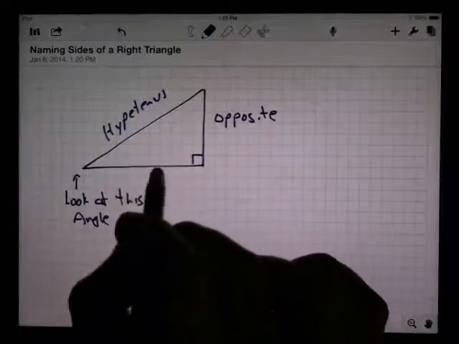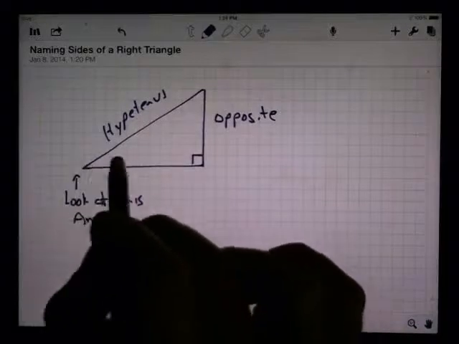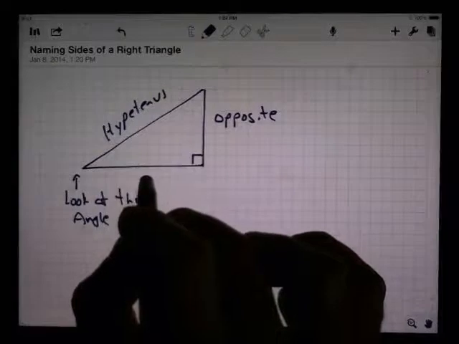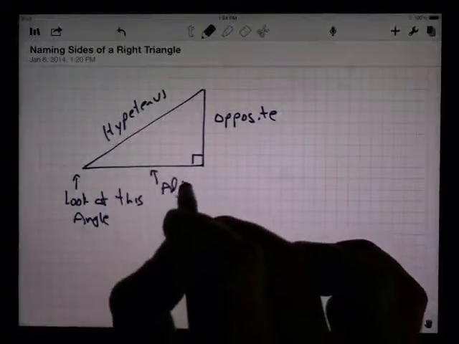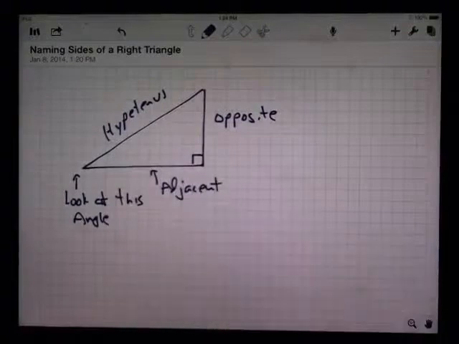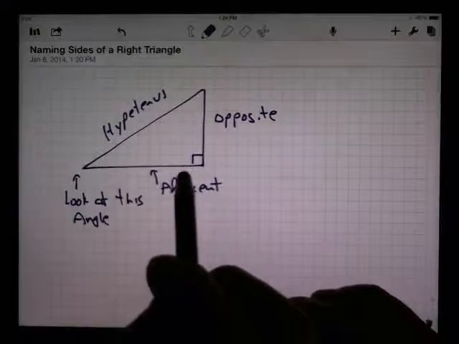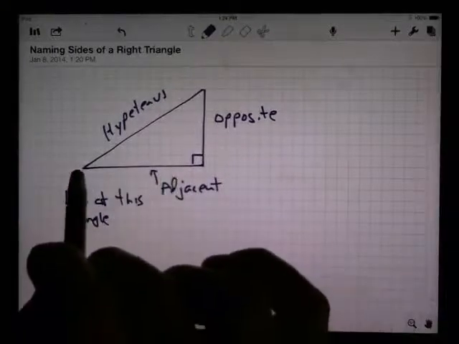On the other hand, this side right here is close to that angle. In fact, it's part of the angle, right? This angle is made up of these two line segments. So this is what's called the adjacent side. It's like right next to it. So I have a hypotenuse, an opposite side, and an adjacent side. But opposite and adjacent are relative to this angle.